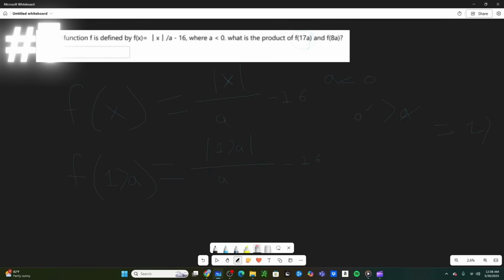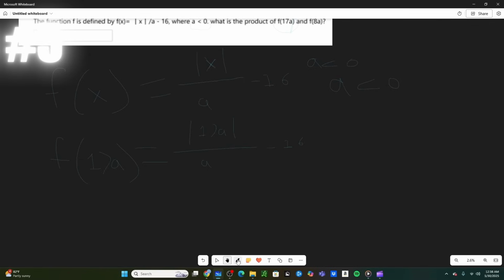Here is the key mistake, though. a is less than 0. They told us that. a is less than 0. I've written that right here. You have to keep that in mind. If a is less than 0, even though we don't know what a is, we know that it's negative, which means whatever's inside of this absolute value function is a negative value.